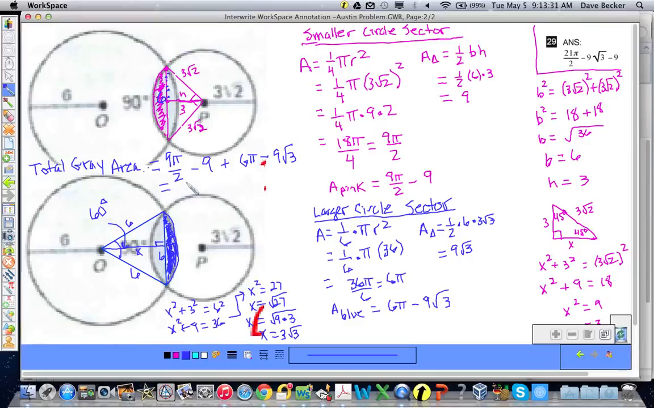9 pi over 2 plus, I'm going to rewrite 6 pi with a denominator of 2. So that would be 12 pi over 2, because 12 over 2 is 6. Minus 9 root 3 minus 9. And looky what we get. 9 plus 12 is 21. So that's 21 pi over 2 minus 9 root 3 minus 9. And there you have it. That's the answer that they have here.